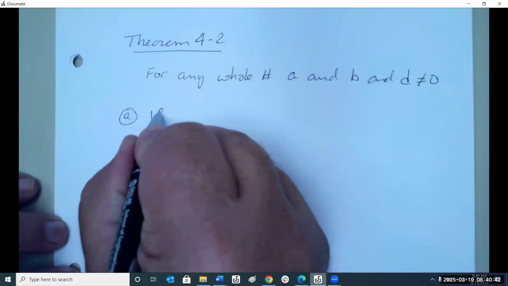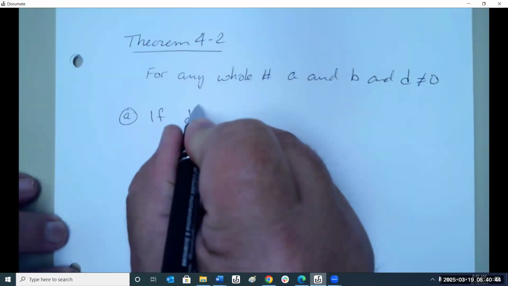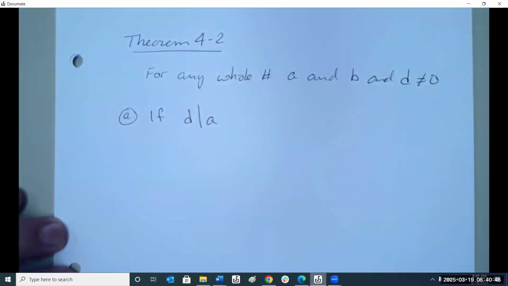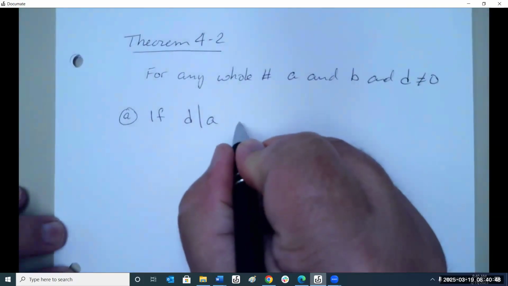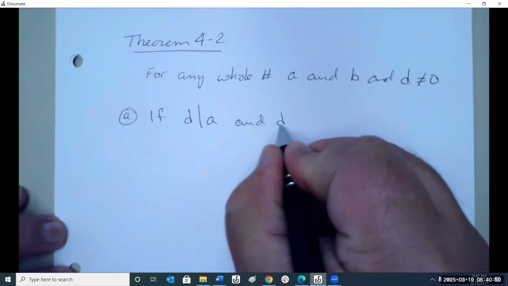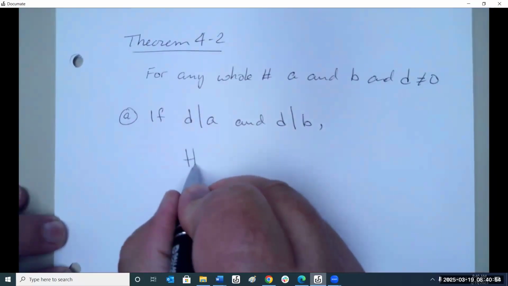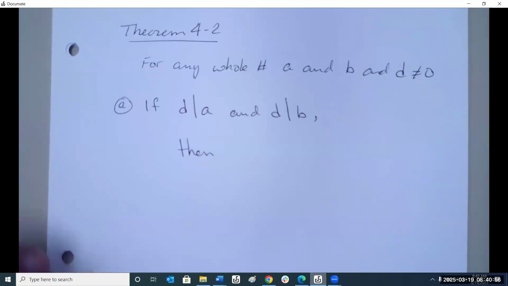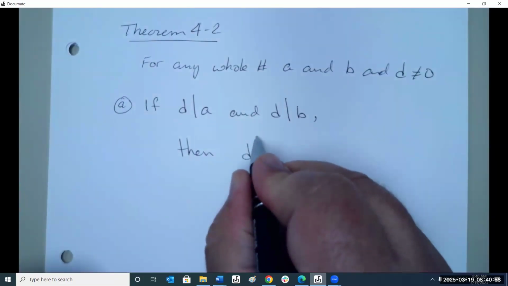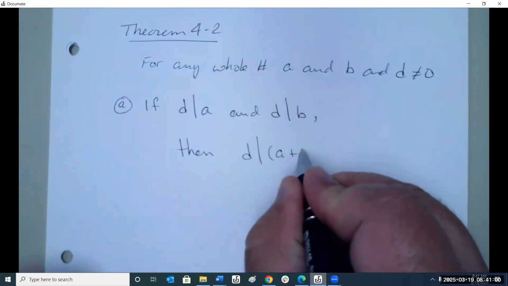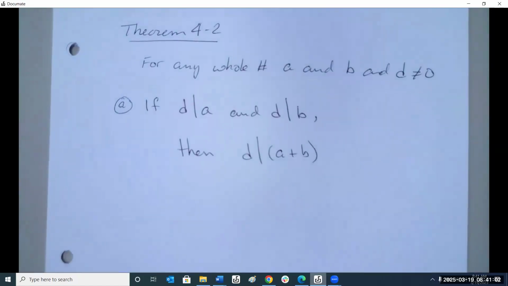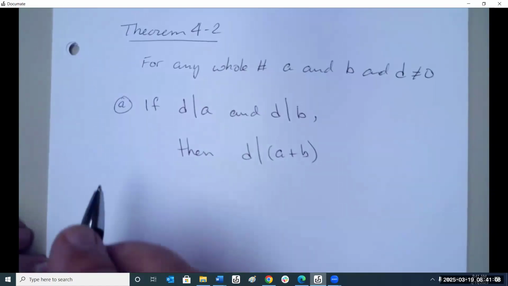1, if D is a divisor of A and D is a divisor of B, then D has to be a divisor of A plus B. That's what we just proved. Now there are going to be 4 corollaries to that.